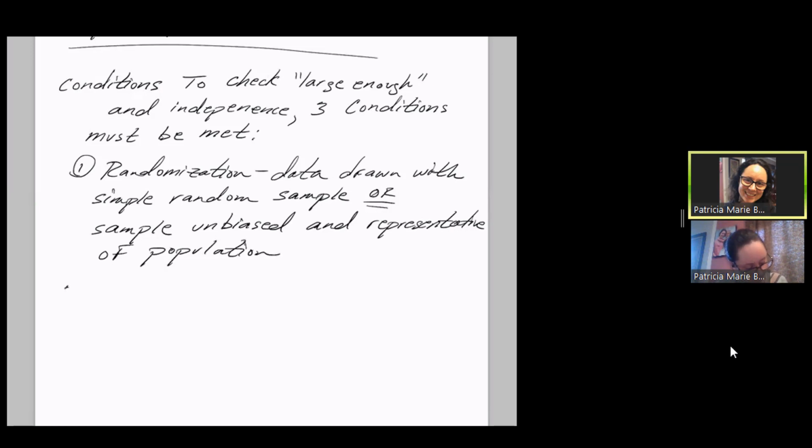Item 2. We have something called a 10% rule. We need to check and make sure that less than 10% of the population has been sampled. So we want a sample that's large enough but not so big that it begins to mess with some of the theories that we've used in building the way we make inferences.